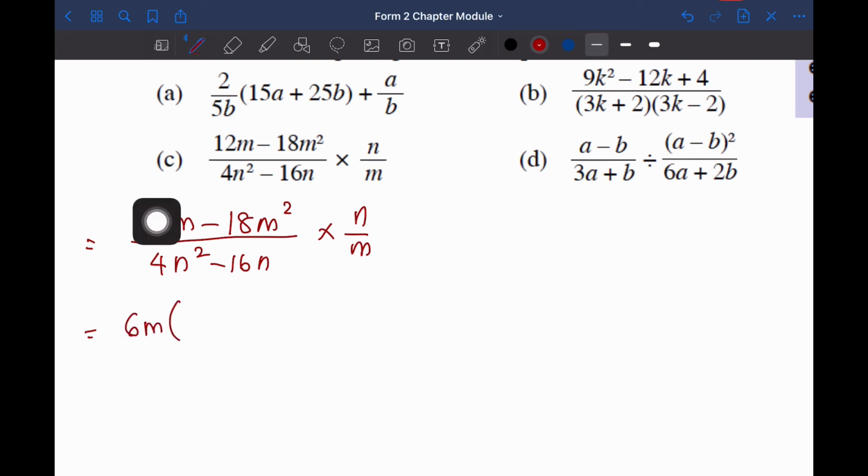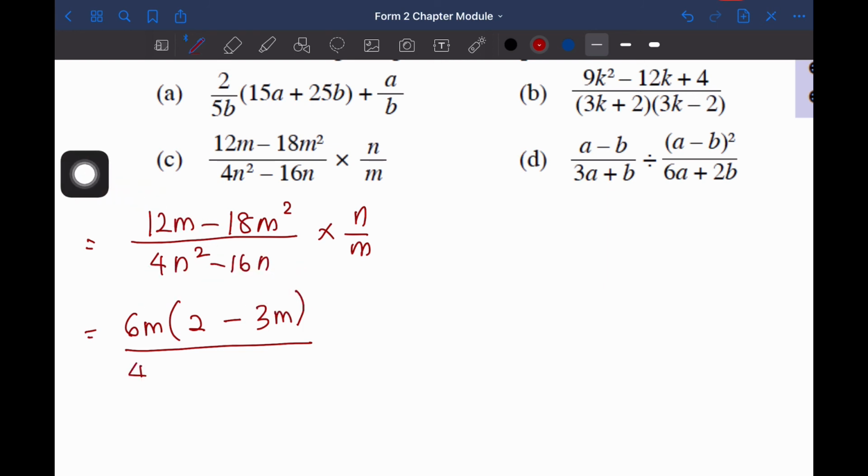Okay, maksud dia 12 bahagi 6M saya dapat 2. Minus 18 bahagi 6 3. M square divide by M, M. Okay, tengok balik. Kalau kita dah masuk balik dapat yang atas ni kan, itu sebenarnya apa yang kita nak buat, factorize. Okay, next bawah ni pula 4 dan 16. Sifir apa? Sifir 4 kan, 4, 8, 12, 16. So maksud dia ada dua-dua ada N kan. So saya keluarkan 4N. So dapatlah N minus 4, okay, times N over M.